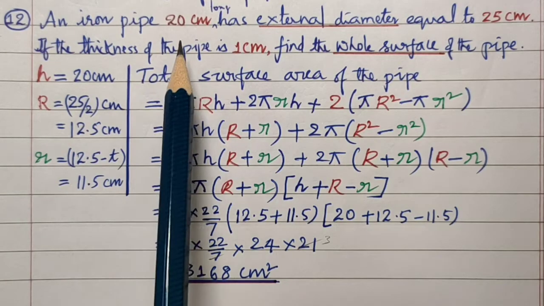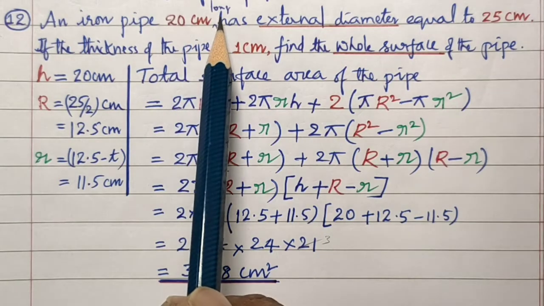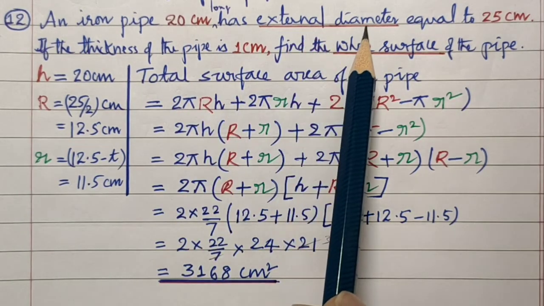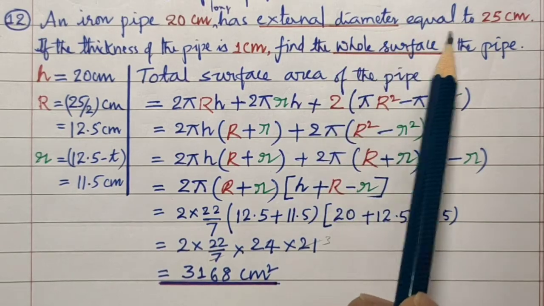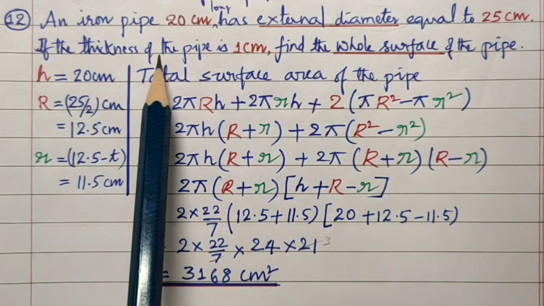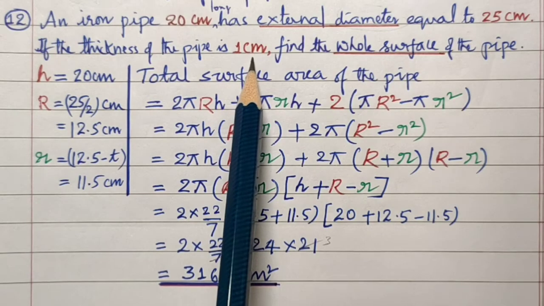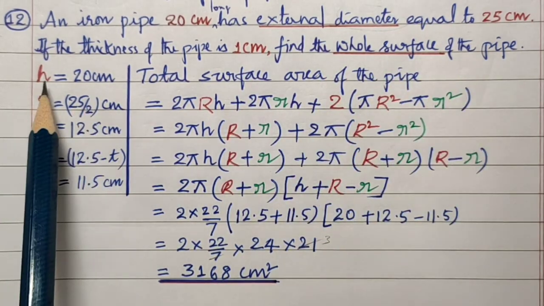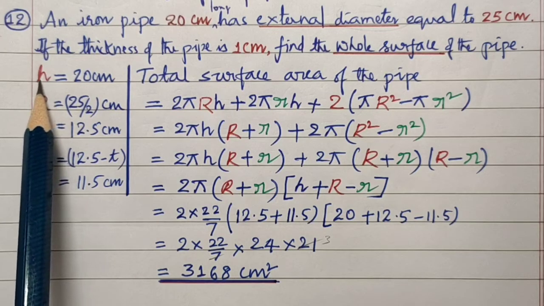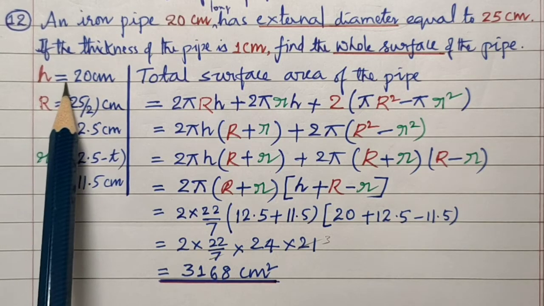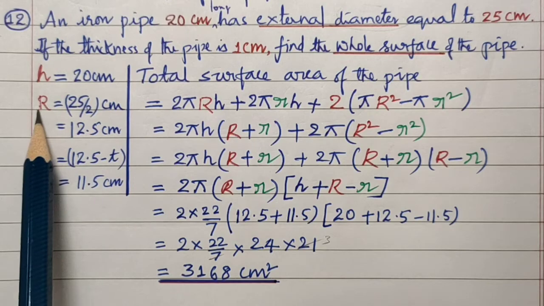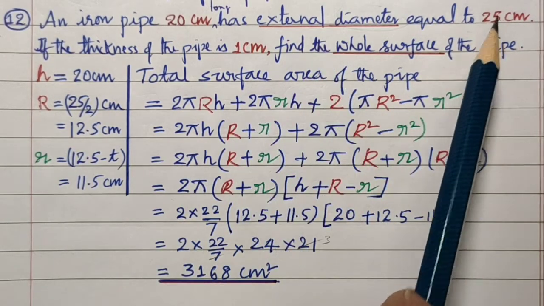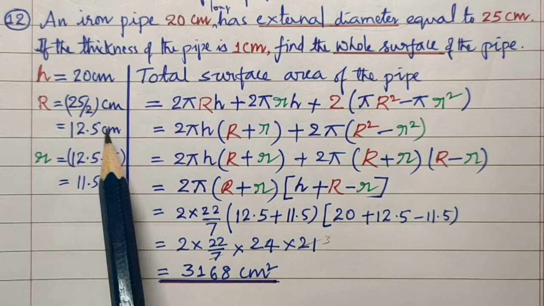An iron pipe 20 centimeters long has external diameter equal to 25 centimeters. If the thickness of the pipe is 1 centimeter, find the whole surface area of the pipe. This is the length of the pipe, that is h is equal to 20 centimeters. The radius is equal to diameter divided by 2. Diameter they have given as 25 centimeters, so that is 12.5 centimeters.